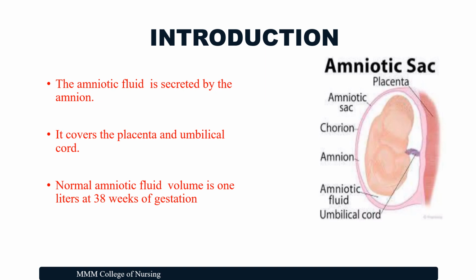This fluid provides protection to the fetus and functions as a cushion for the fetus. This fluid allows the fetus to move freely in the uterine cavity. It equalizes pressure, protects the fetus from jarring and injury, maintains constant temperature for the fetus and provides small nutrients. Normal amniotic fluid volume is 1 liter at 38 weeks of gestation.